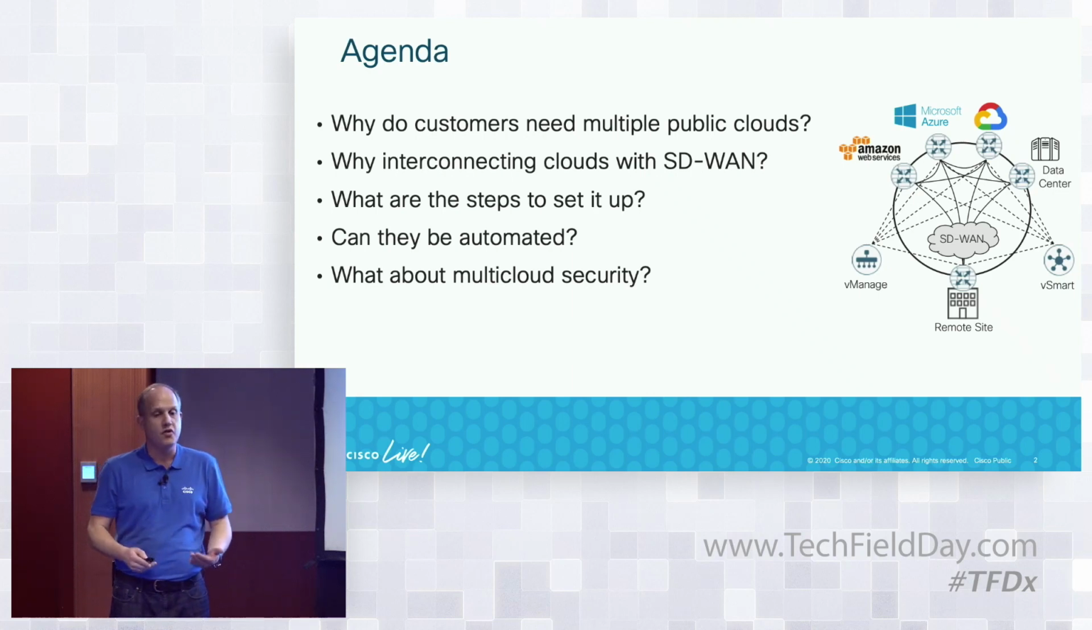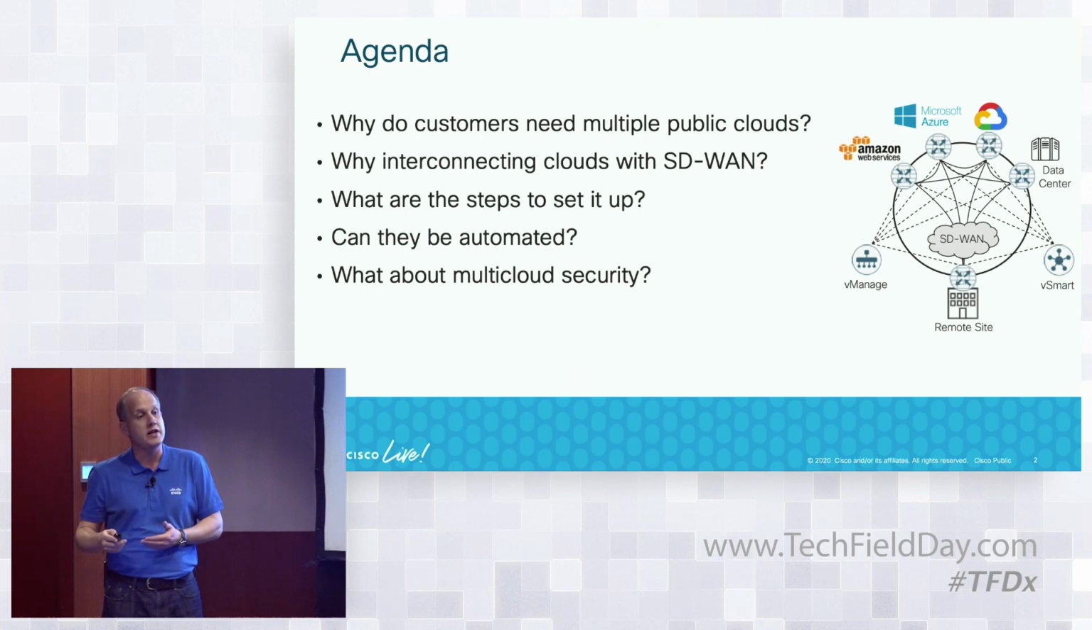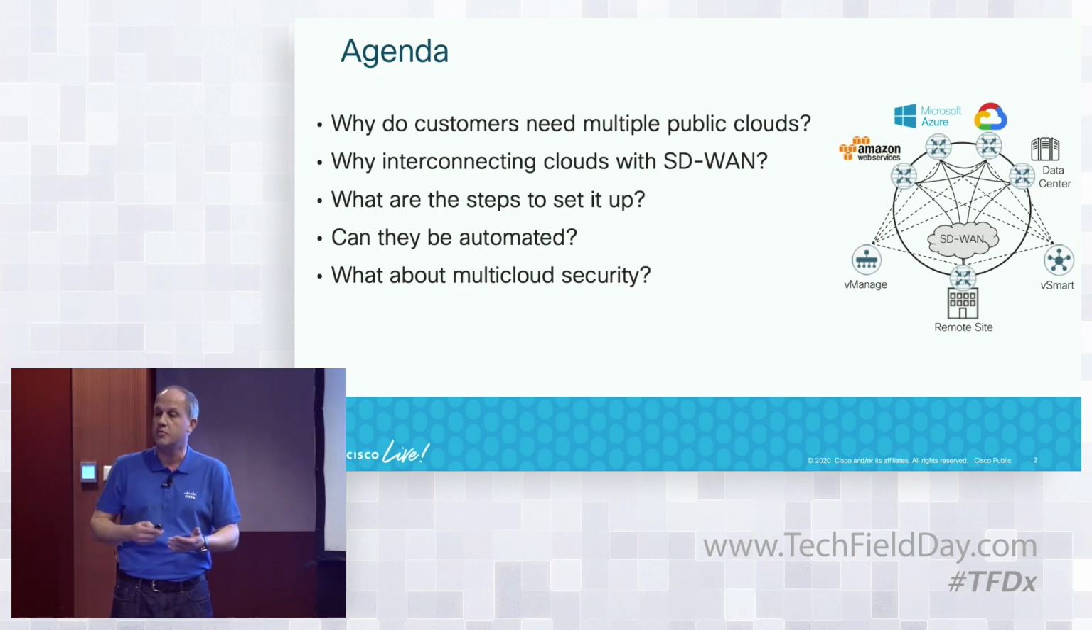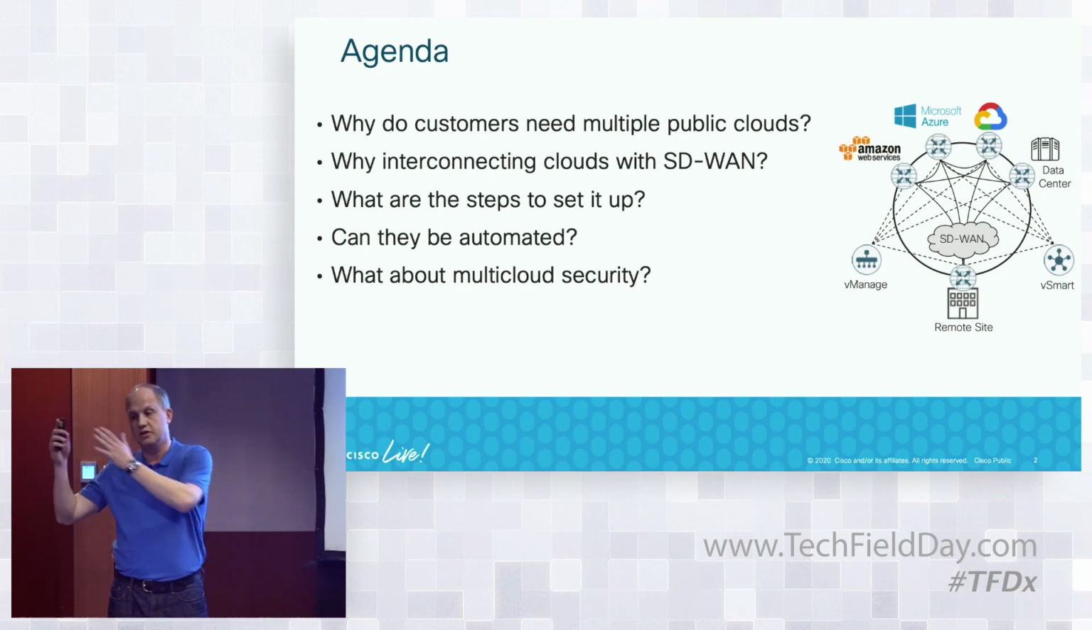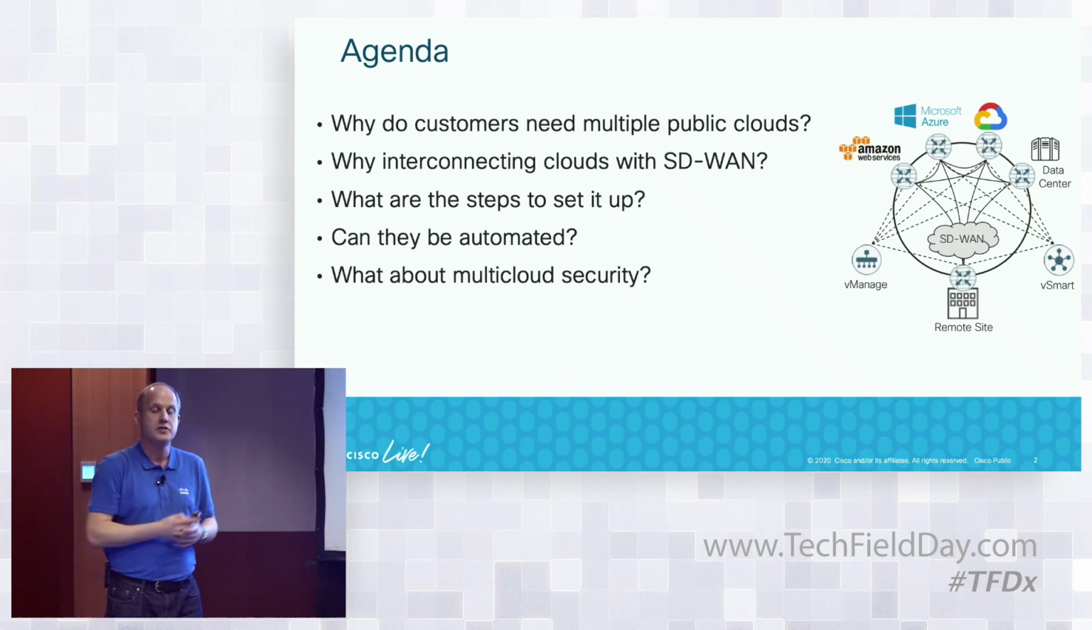So first thing first, why do I need multiple clouds? Why not one? So what's the point of having multiple? Second topic is, well, okay, if there are some benefits out of using multiple clouds, then the next question is, do I need to connect multiple clouds with Cisco SD-WAN? Is it a must? What are the benefits between interconnecting Cisco SD-WAN and multiple clouds? And if so, then the next question will be, well, how to do it?